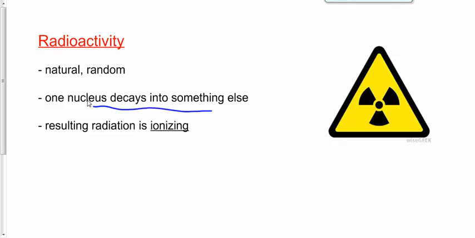Now, the radiation that comes from this, the particles that come out of this as a result of changing one element to another element, this process of radioactivity, is what we call ionizing. And ionizing just means that it will turn atoms into ions. It'll remove electrons from atoms, which means that you don't have neutral things floating around anymore. You've got charged things floating around. And sometimes, not always, but sometimes that can lead to a whole host of problems.